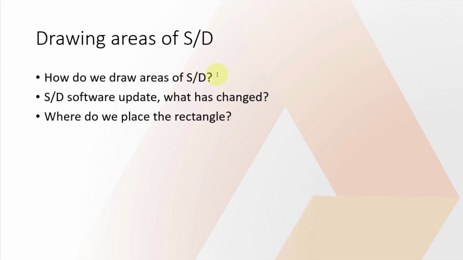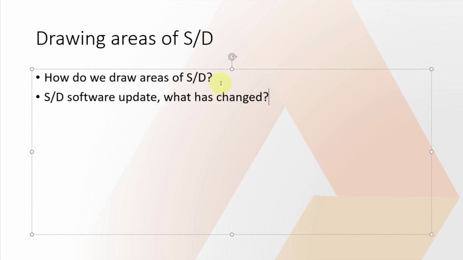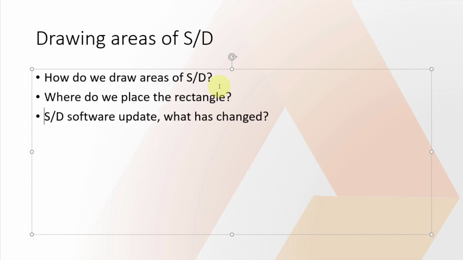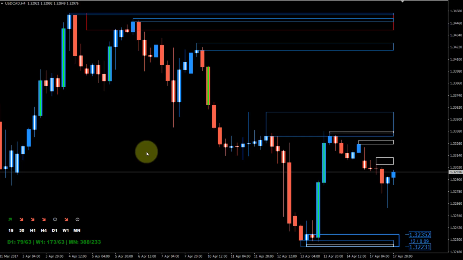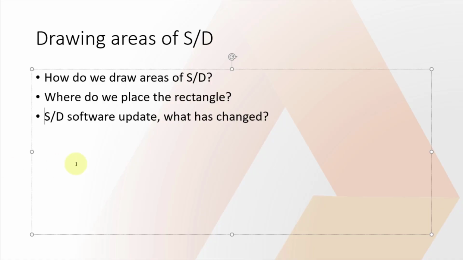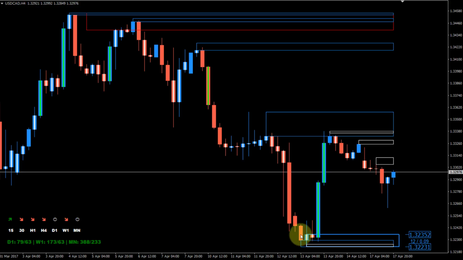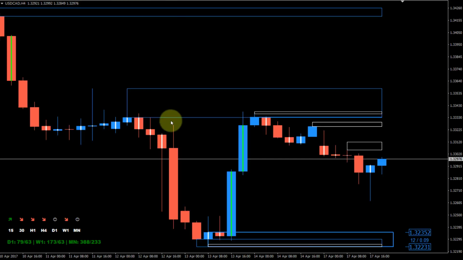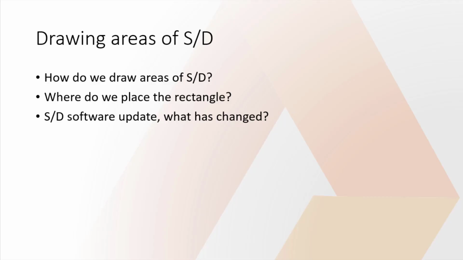Okay, so that's how you draw these areas of supply and demand. I should actually move that up here, like so. And we kind of answer that question as well, and that's how you would pretty much place a rectangle. So you want to place a rectangle like this and like this, as I showed on the previous examples there. So it's pretty straightforward. But if you look at this area here, you might think to yourself, well, how come the indicator is drawing that down here at the bottom, so really far into this accumulation candle? And that brings us up to the next point, which is a software update and what has changed.